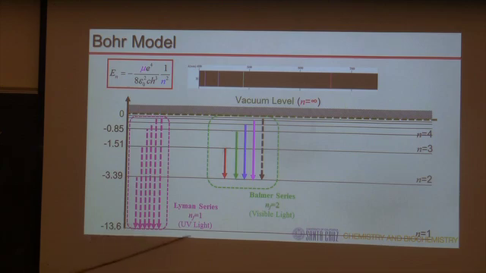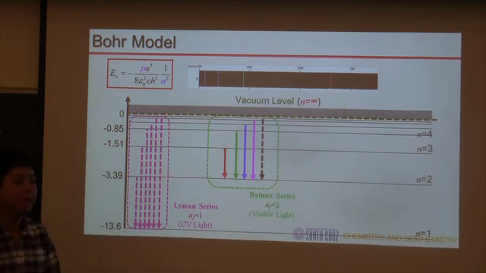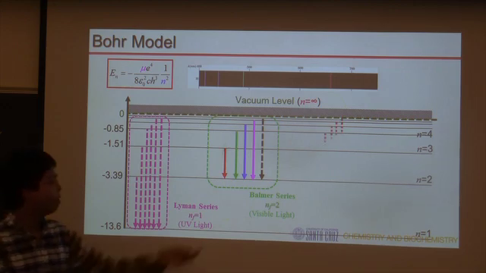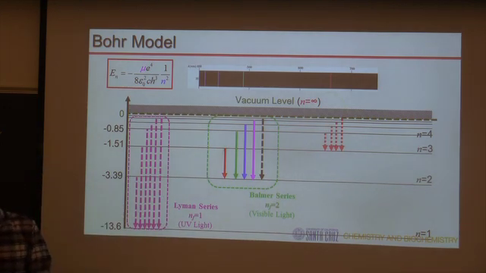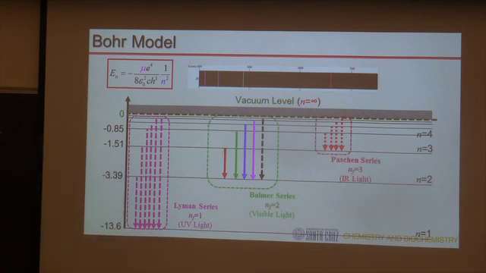So the same for n equals 1. And how about n equals 3 as the final state? If n equals 3, we also give all those transitions a name. That's the one we asked you to calculate: the Paschen series, with n final equals 3.